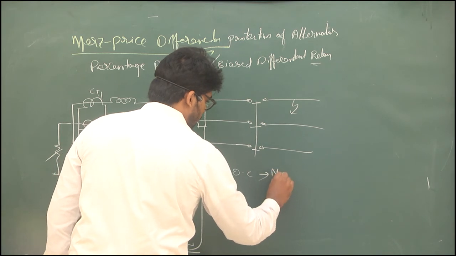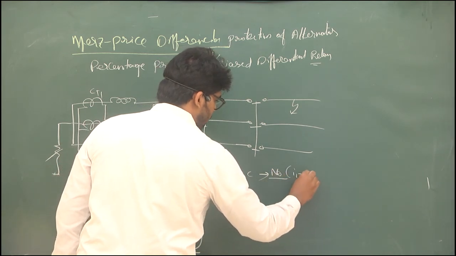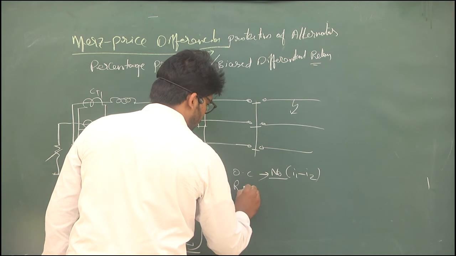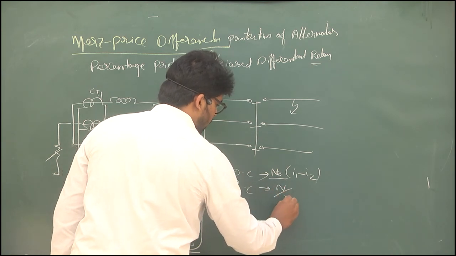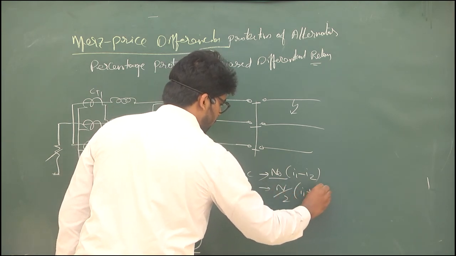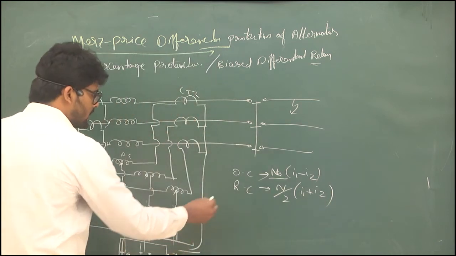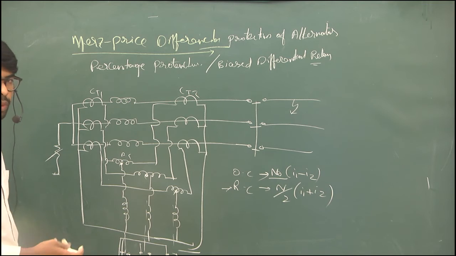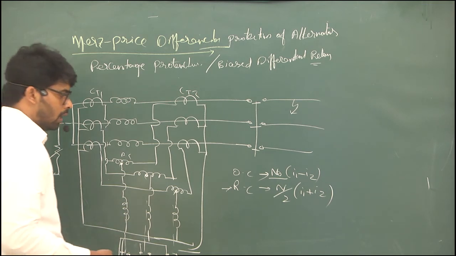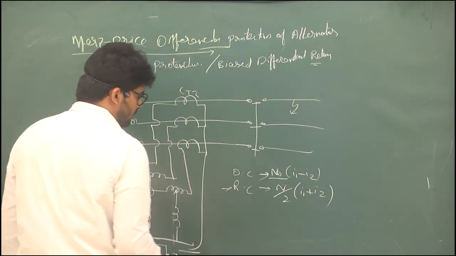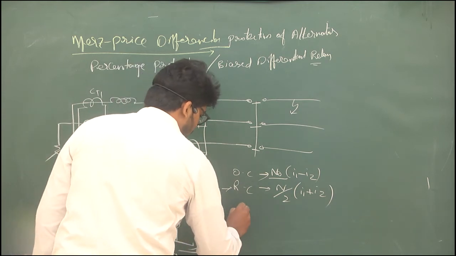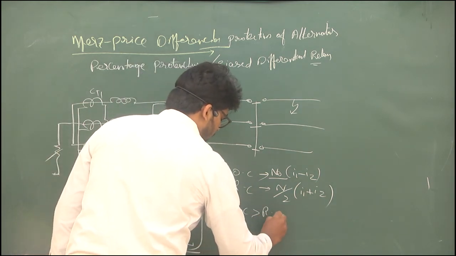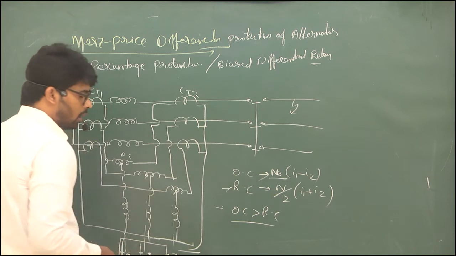MMF of N0 into I1 minus I2, and the restriking coil will depend on MMF of N by 2 into I1 plus I2. Okay, so the restriking coil force should always be higher than the operating coil force, to protect the alternator during normal operation. If the operating coil force is greater than the restriking coil force, then the relay coil will operate.